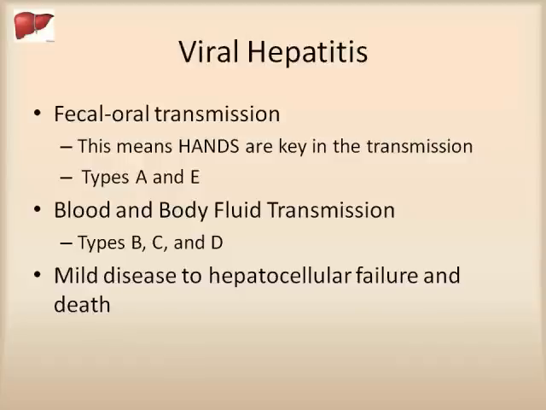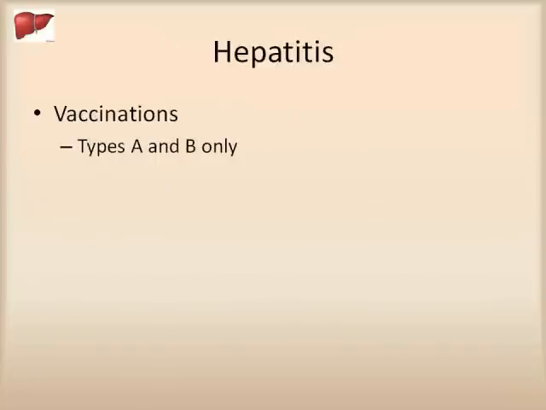The fecal-oral transmission is the means for type A and E to be spread, and types B, C, and D are spread via blood and body fluids. Now, hepatitis ranges from being a very mild disease to liver failure and death. There are vaccines available, but only for types A and B.